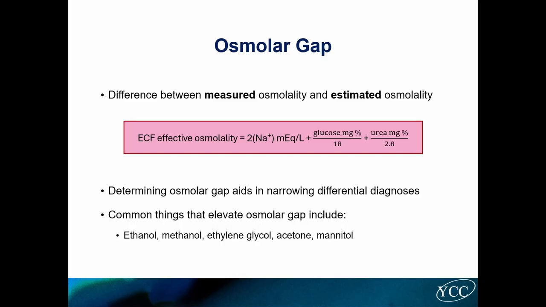So if you measure it and you find there's a lot more, it means there's an extra osmole in there. Methanol, ethanol, ethylene glycol. Methanol is a type of alcohol, wood alcohol. It used to be used in the past by desperate alcoholics.